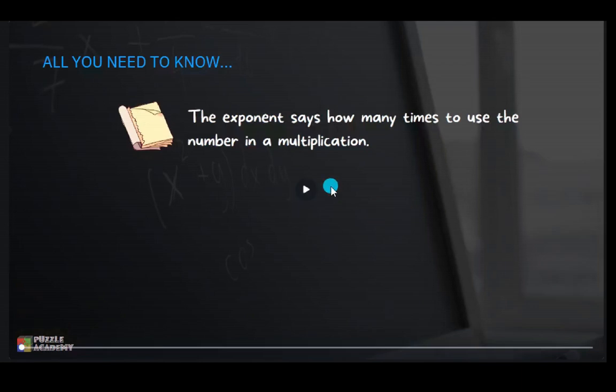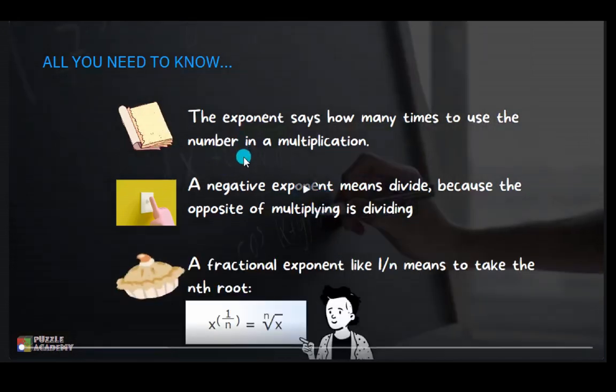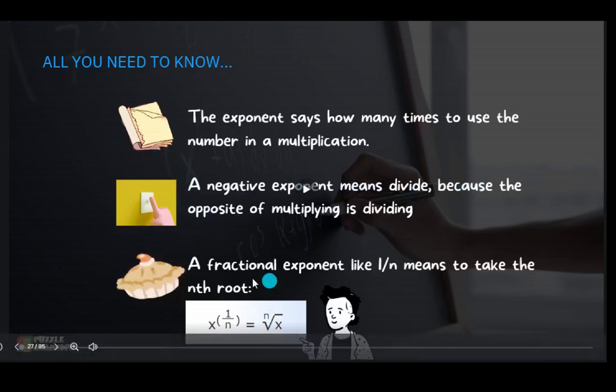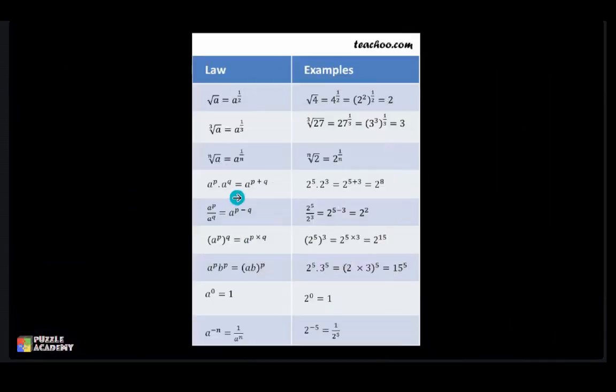So, meron tayong mga bagay na kailangan nating matandaan. Okay? Pero dito, ang ituturo ko lang sa inyo yung dalawang bagay lang muna, no? So, the exponent says how many times to use the number in a multiplication. Also, a negative exponent means divide because the opposite of multiplying is dividing. So, dito, ito muna yung tuturo ko sa inyo. Tsaka na tayo dumako dito sa third part na to about fractional exponents. So, mag-focus muna tayo dito sa rational exponent tsaka negative exponent. So, let's move on.